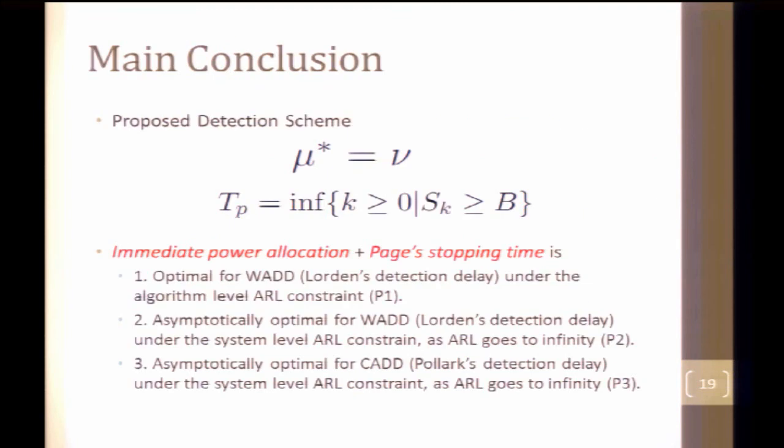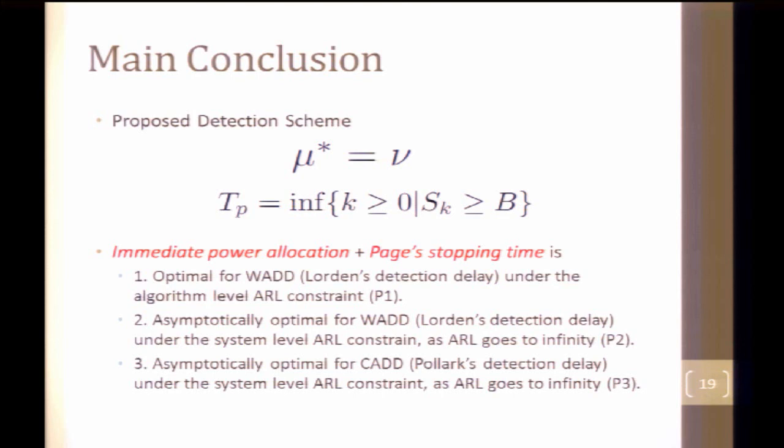So the main conclusion of our work is a greedy scheme in which you spend energy as soon as it comes, and at the same time you use the CUSUM rule. It is actually optimal for the first problem formulation, and asymptotically optimal for the second and third problem formulations as the average run length to false alarm constraint goes to infinity.